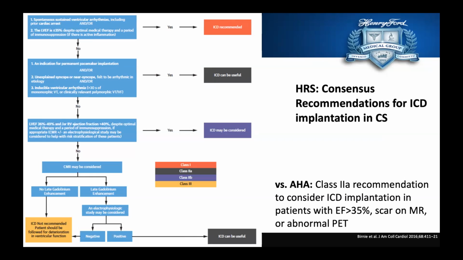And then also, if the EF is greater than 35 and you have cardiac MR findings of perhaps a scar, or an EP study that's showing you high risk arrhythmias, then an ICD may be considered, class 2B. And just keep that in mind. It is in contrast to the AHA recommendations where there's a class 2A recommendation to consider ICD implantation in patients with EF of greater than 35% and scar on MR. So it kind of combines together when an ICD should be considered.